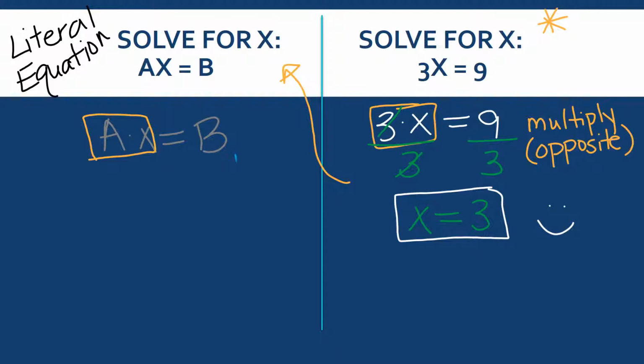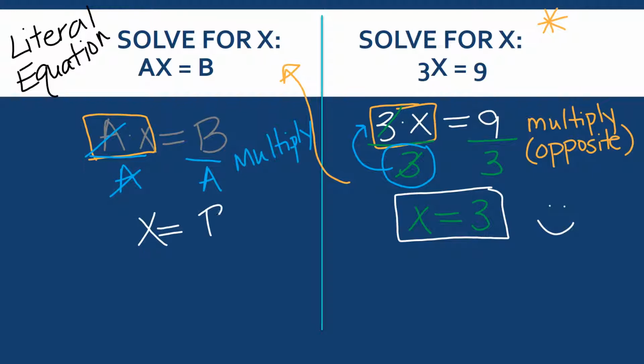We see that it's multiplication, and we know that if we want to solve to get x by itself, we do the same thing we did on the right, and we divide both sides. Now on the right, we divided by 3, and the reason we divided by 3 is because it was attached to the x. Here we want to do the same thing. We want to divide by whatever's attached to the x, which is a. When we do that, a divided by a cancels, and what you'll see is you're left with x equals b over, or divided by, a, and that's your answer.